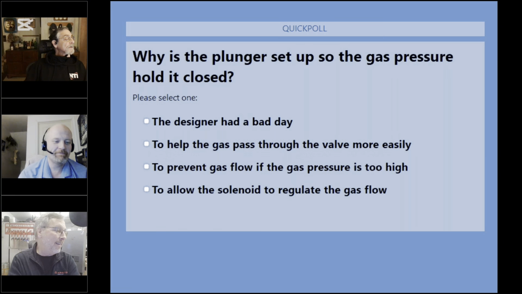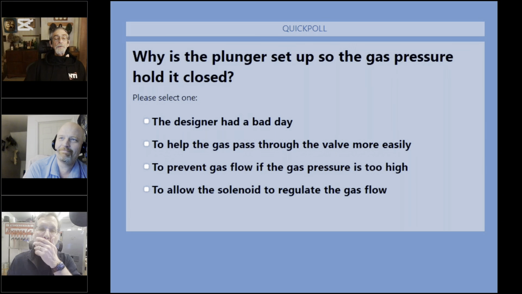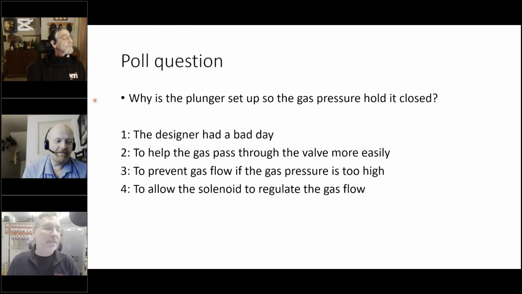9, 8, 7, 6, 5, 4, 3, 2, 1. All right, I'm going to close. All right, two-thirds, a full two-thirds chose number 3, to prevent gas flow if the gas pressure is too high. Yep, and that is effectively the truth. So the two-thirds of you are correct.